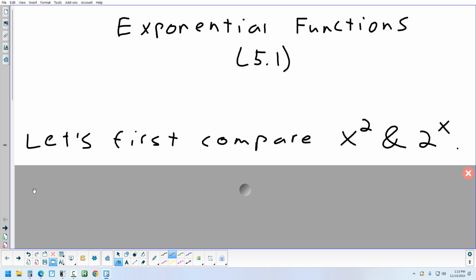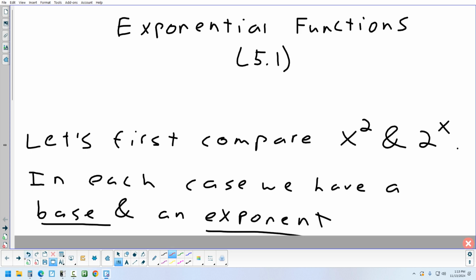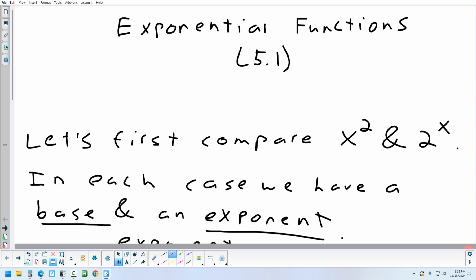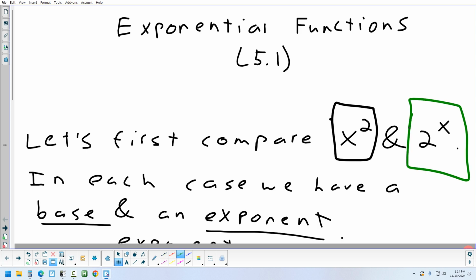All right, first, I just want to look at those two things. The first one says x to the second, and the second one says 2 to the x. In each case, there's a base and there's an exponent. In this one that I just put a box around, what is the base? X. And what's the exponent? 2. How about in the green box? What's the base? 2. And what's the exponent? X.